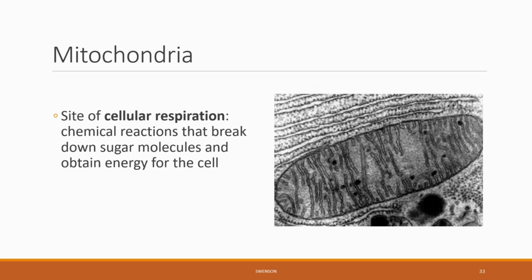Mitochondria are the region of a very important process we'll cover in more detail later called cellular respiration. Cellular respiration is a set of chemical reactions that breaks down sugar to obtain energy for the cell. They are found in the vast majority of eukaryotes and also contain their own DNA, just like chloroplasts do.